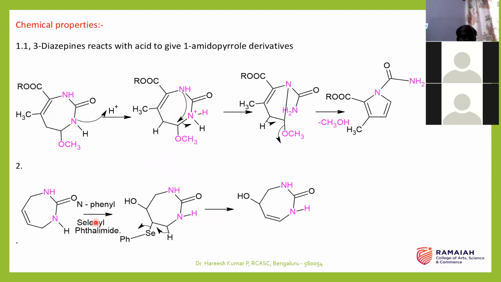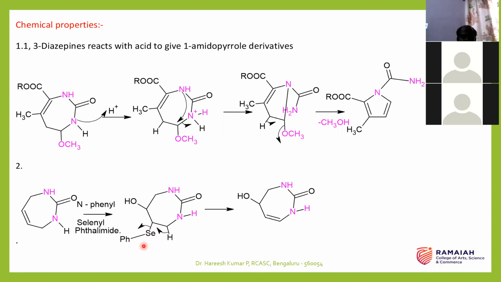So when N-phenyl selenyl phthalimide reacts with 1,3-diazepine, there will be a bond formation with this carbon. That is how a Se-C bond forms here. Of course, phenyl is there, phenyl only, not the benzyl. This gives phenyl selenyl 1,3-diazepine. Then what will happen?